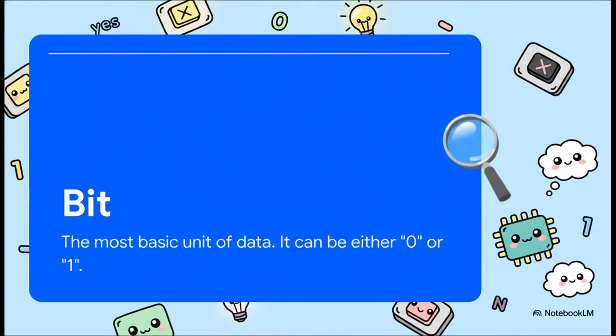The best way to think about it is just a simple light switch. It's either on or it's off. And here's the wild part. Every single thing your computer does, every photo you see, every song you hear, it all boils down to billions of these tiny little switches flipping on and off at speeds you can't even comprehend.